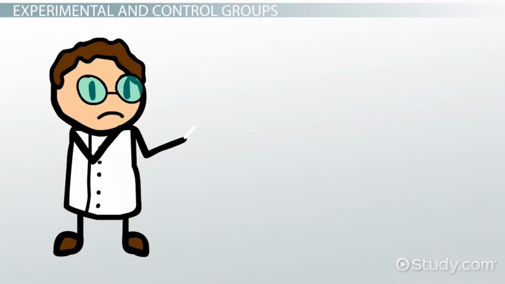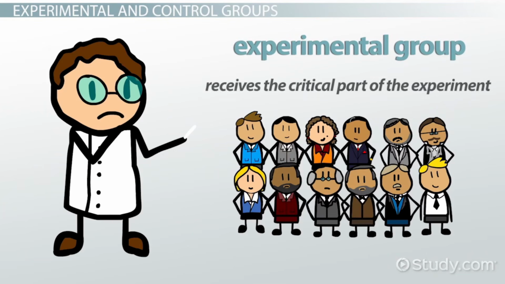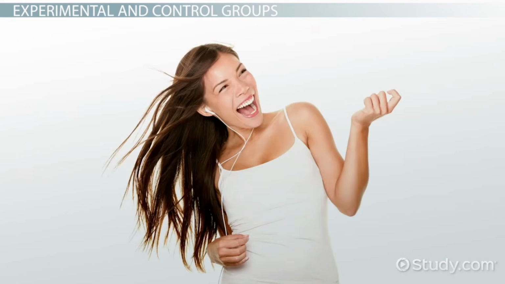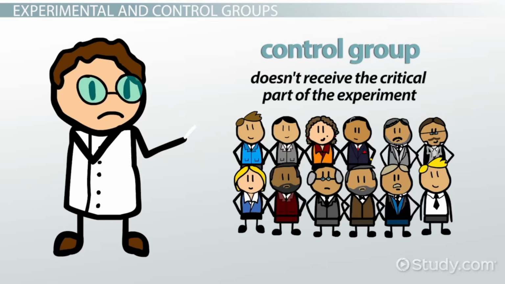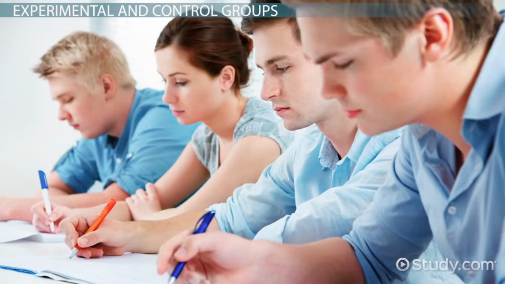To test the independent variable, you will need an experimental group and a control group. The experimental group is the group who receives the critical part of the experiment, the treatment. This is the group who will listen to music while studying. But to know if the music has an effect on test scores, you will also need to compare the results of the experimental group to a control group, a group which doesn't receive the critical part of the experiment. In this case, our control group won't listen to music while studying.